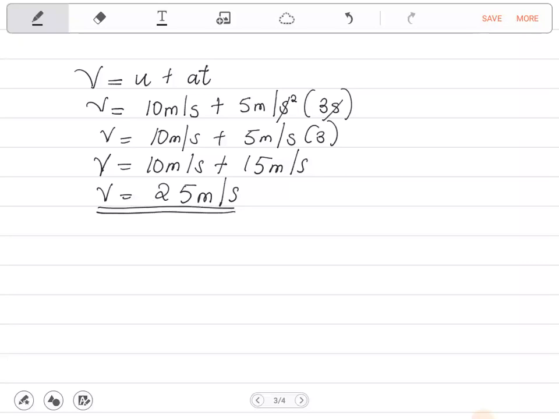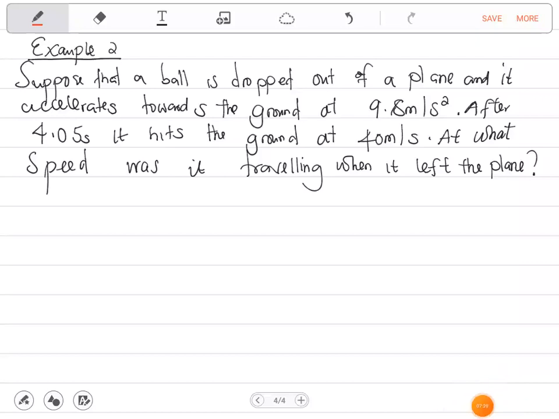Let's look at the last example. Example 2. Suppose that a ball is dropped out of a plane and it accelerates towards the ground at 9.8 meters per second squared. After 4.0 seconds, it hits the ground at 40 meters per second. At what speed was it traveling when it left the plane?